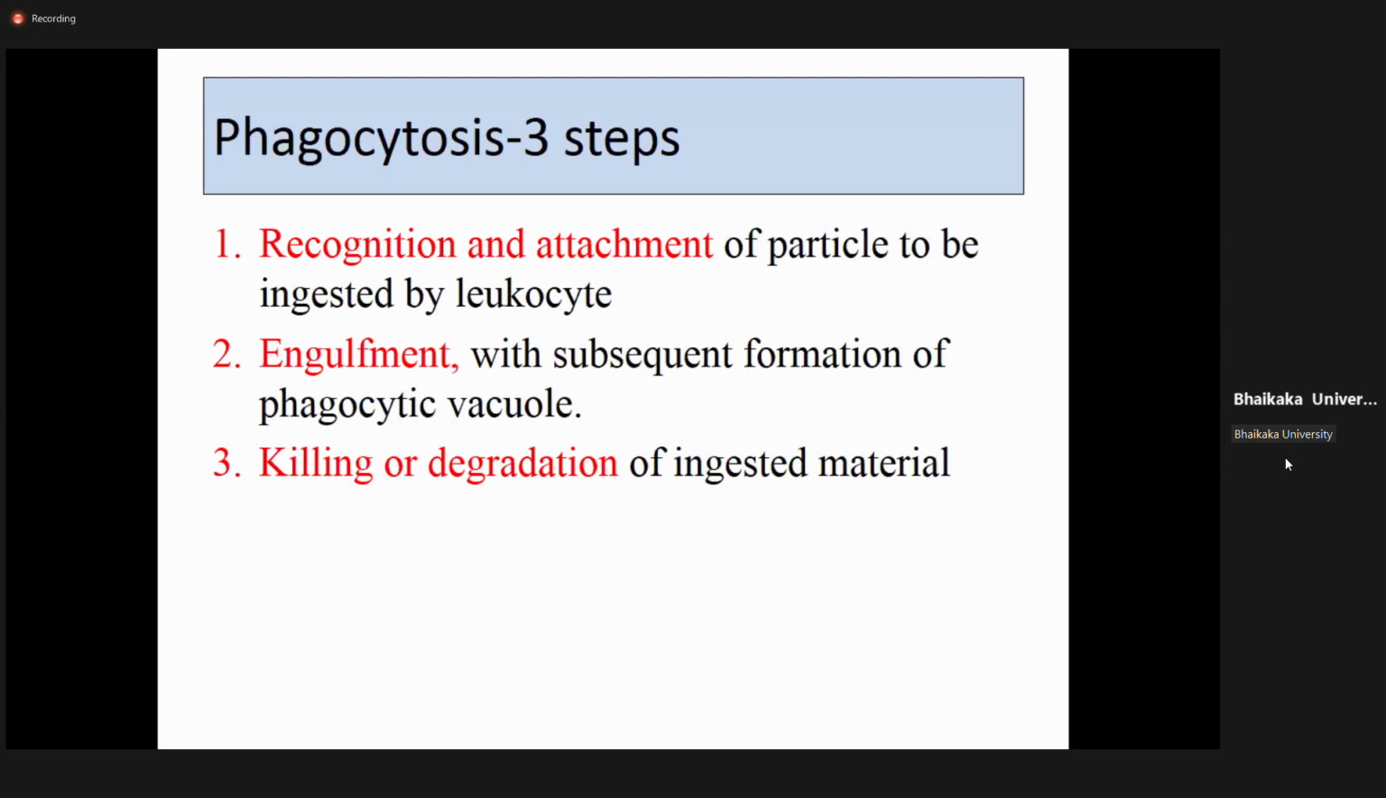Following engulfment, a phagocytic vacuole is created inside the leukocyte. This phagocytic vacuole gets fused with the lysosomal vacuole inside the cell and forms a phagolysosome. That is the third step, killing or degradation of ingested material. So phagocytosis occurs in 3 steps: recognition and attachment of the particle to be ingested, engulfment with subsequent formation of phagocytic vacuole, and killing and degradation. So again, short answer question: what is phagocytosis? Write 3 stages of phagocytosis.